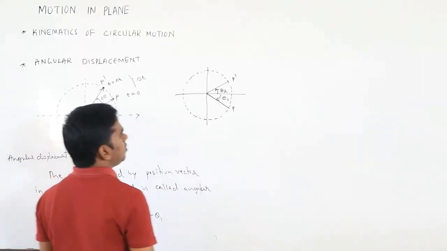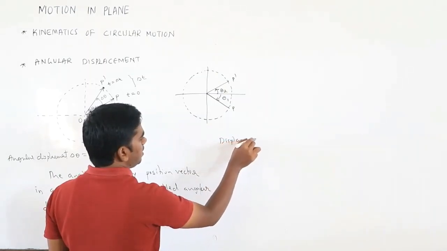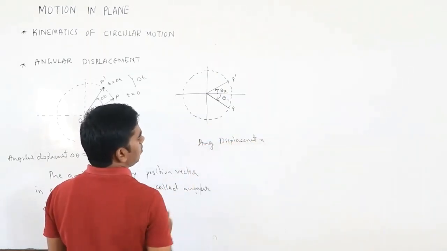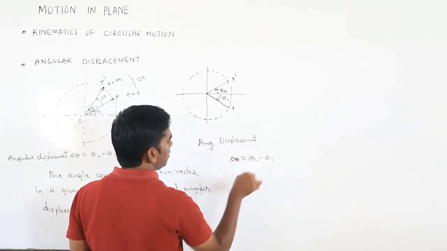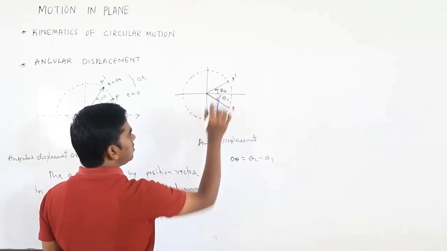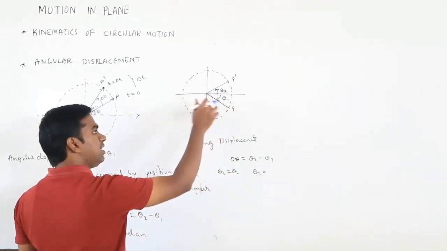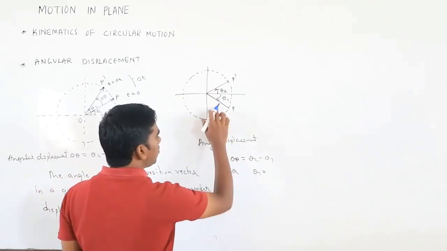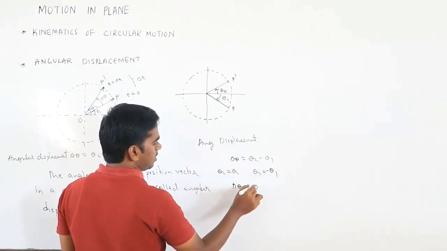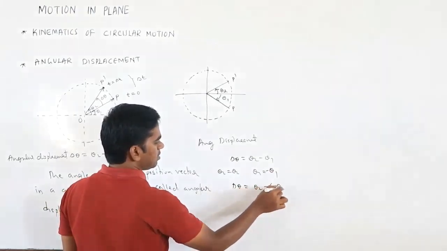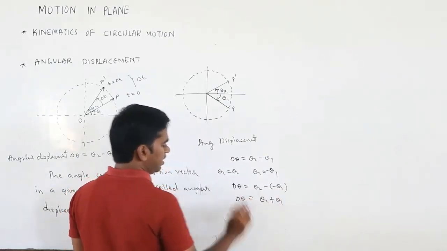Now if you want to find the angular displacement, delta theta equals theta 2 minus theta 1. Theta 2 is theta 2 only. But theta 1 is in the clockwise direction, so it is minus theta 1. So delta theta equals theta 2 minus of minus theta 1, which becomes theta 2 plus theta 1.